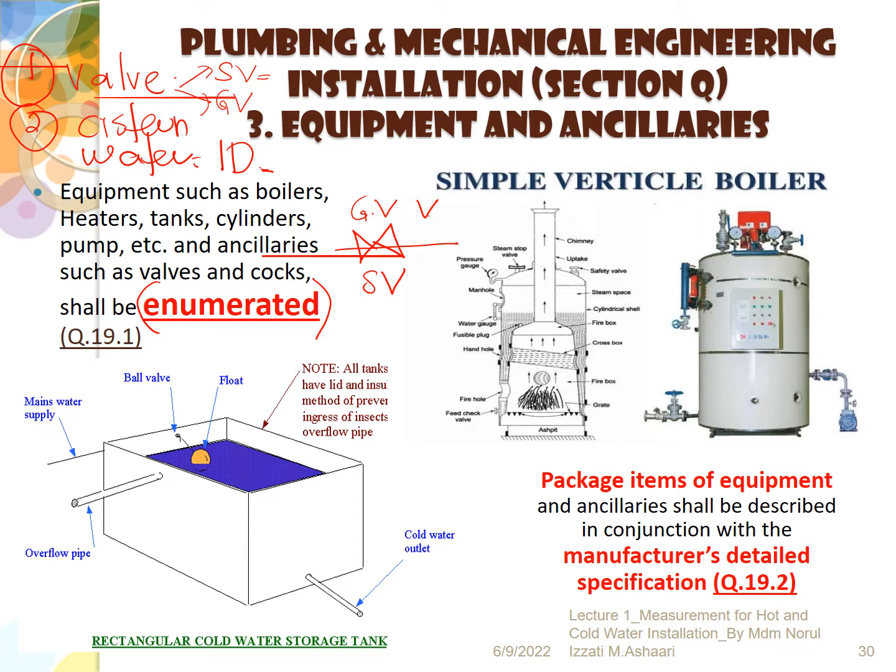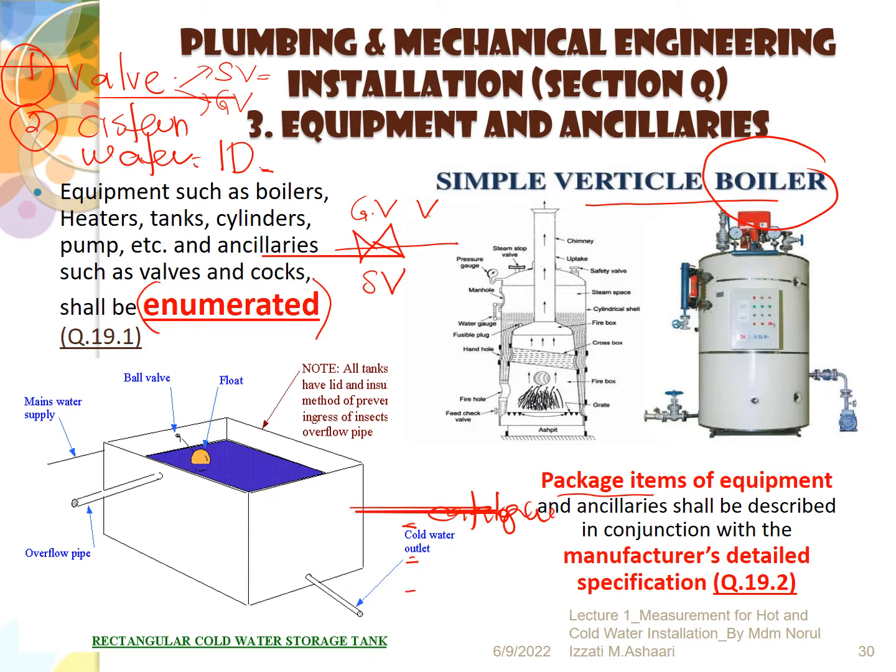On the right hand side, this is the example where equipment and accessories have to be measured for the hot water system. Simple vertical boiler. So the boiler is also part of the equipment that you have to measure. If there are any package items required to be installed in the system itself, you have to measure in conjunction with the manufacturer's detail, where sometimes we have to put in the name of the catalog. Sometimes for certain projects, we have to mention the name of the brand. Okay, the branding name has to be stated sometimes.